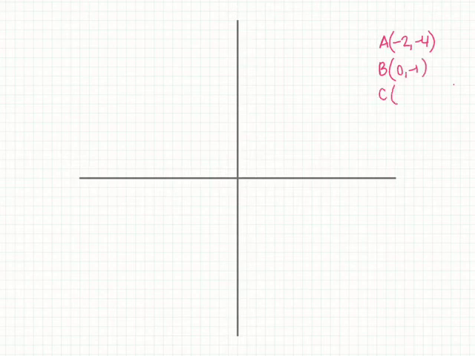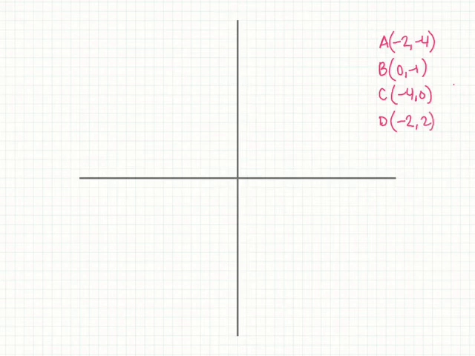All right, so again, you're going to need a graph here. And this time we're going to do a quadrilateral, a four-sided shape. So let's say we have point A located at negative 2, negative 4. We have point B located at 0, negative 1. We have point C located at negative 4, 0. And then let's have point D located at negative 2, 2.